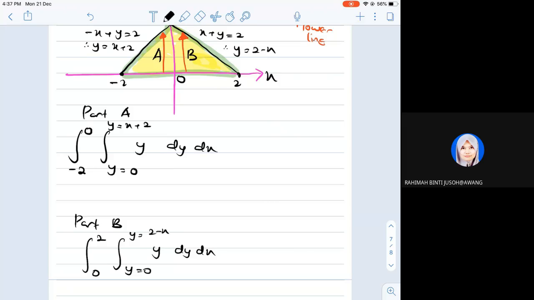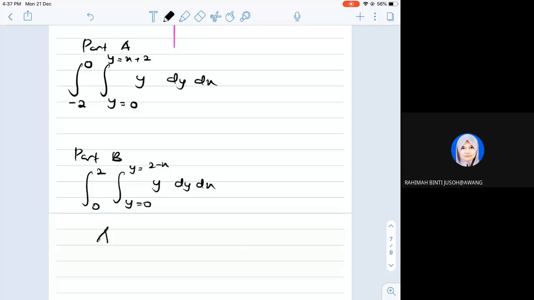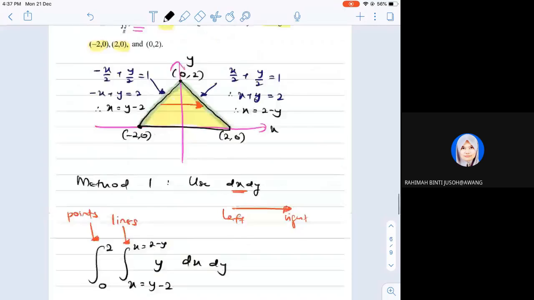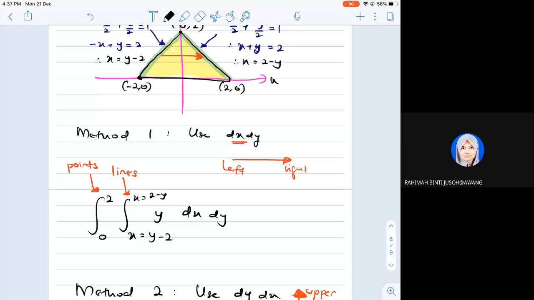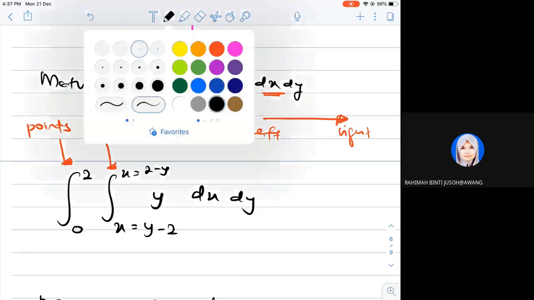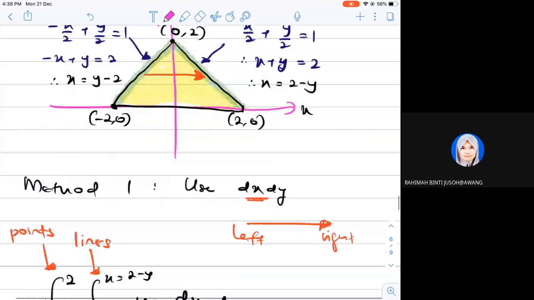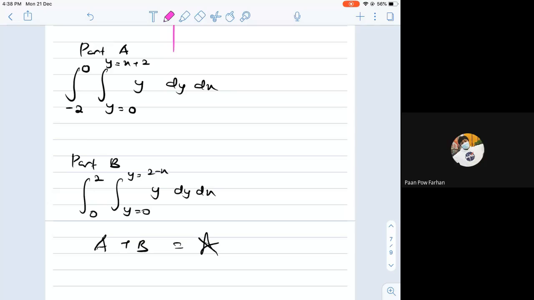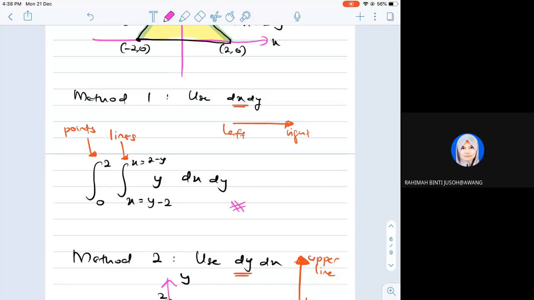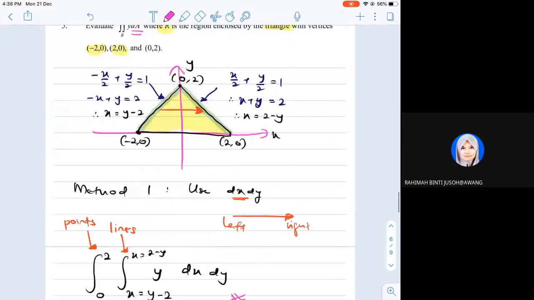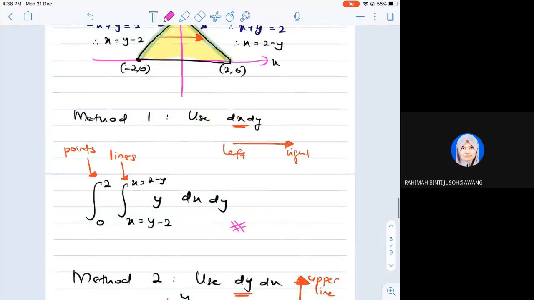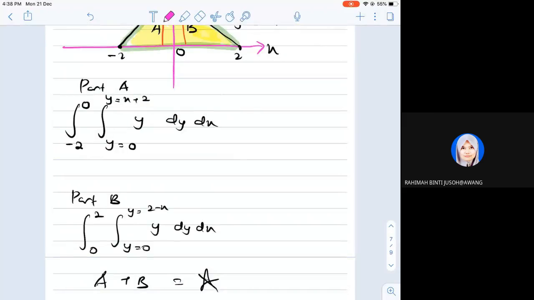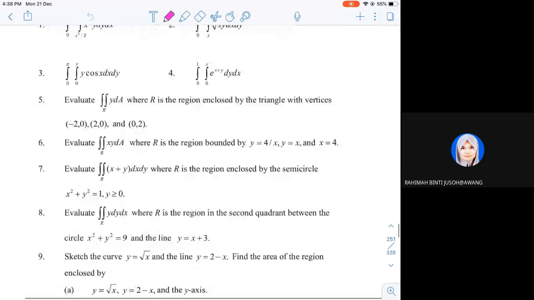Yes, 0 until 2. Okay, so if you use dy dx, you have to add A plus B to get the answer. But if you use dx dy, the first method, only one integral is involved here. You answer just like this. Only one if you choose dx dy. But if you choose dy dx, you have to find two things. So understand what I mean? It depends on the situation, but the answer will be the same. Don't worry. The only thing in this question is, if you use the first method, it's much easier because we only have one integration. If you use the second method, dy dx, you have to split it into two, part A and part B. So I think you can proceed with the solution. It's just a very simple integration.